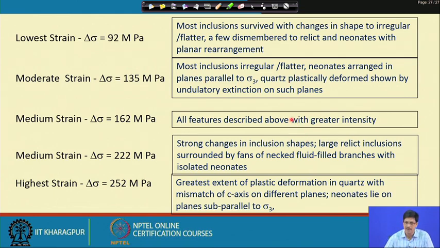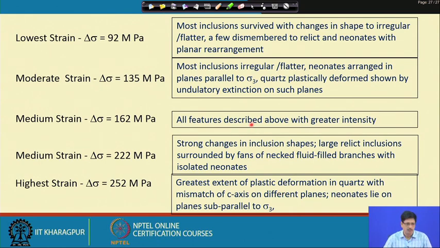are more or less the same with greater intensity, and when it is again increased to 222 megapascal, there are strong changes in the inclusion shapes, large relict inclusions surrounded by fans of necked fluid filled branches with isolated neonats, and when it is the highest strain, then there is the greatest extent of plastic deformation in quartz. What happens is there is a mismatch of the C axis on different planes, and the newly created inclusions, the neonats, lie on planes parallel to sigma 3. So, that is the situation which happens.